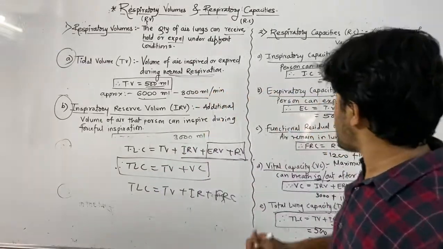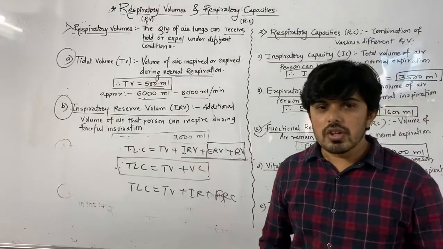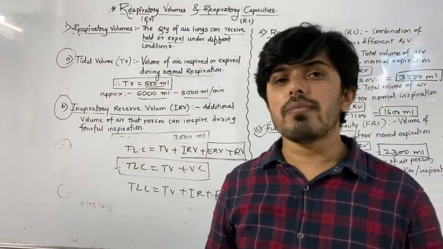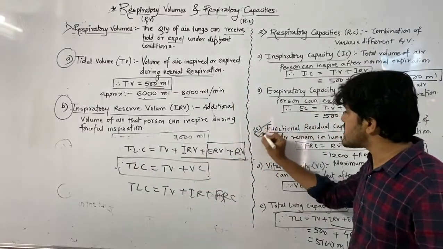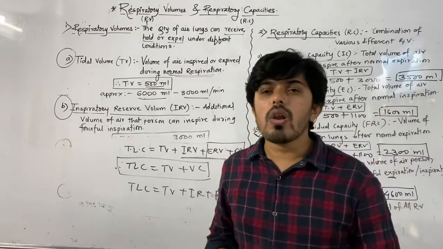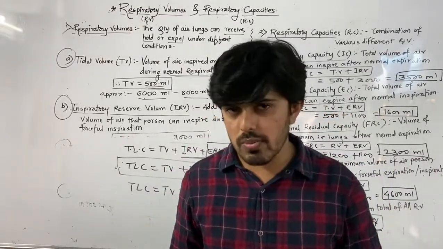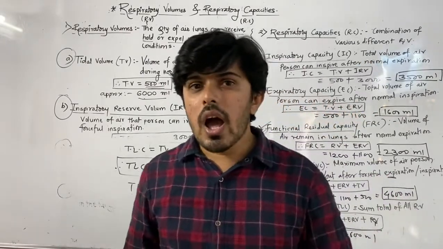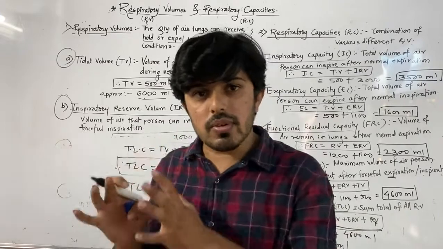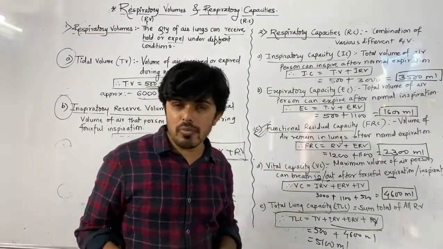And FRC and RV, that is residual volume, these two cannot be practically counted by any instrument. Except these two, FRC and RV, all volumes and capacities can be calculated by an instrument called a spirometer. In the next lecture, we are going to discuss what a spirometer is, what its normal graph is, and along with that, we are going to revise the different formulas once again.